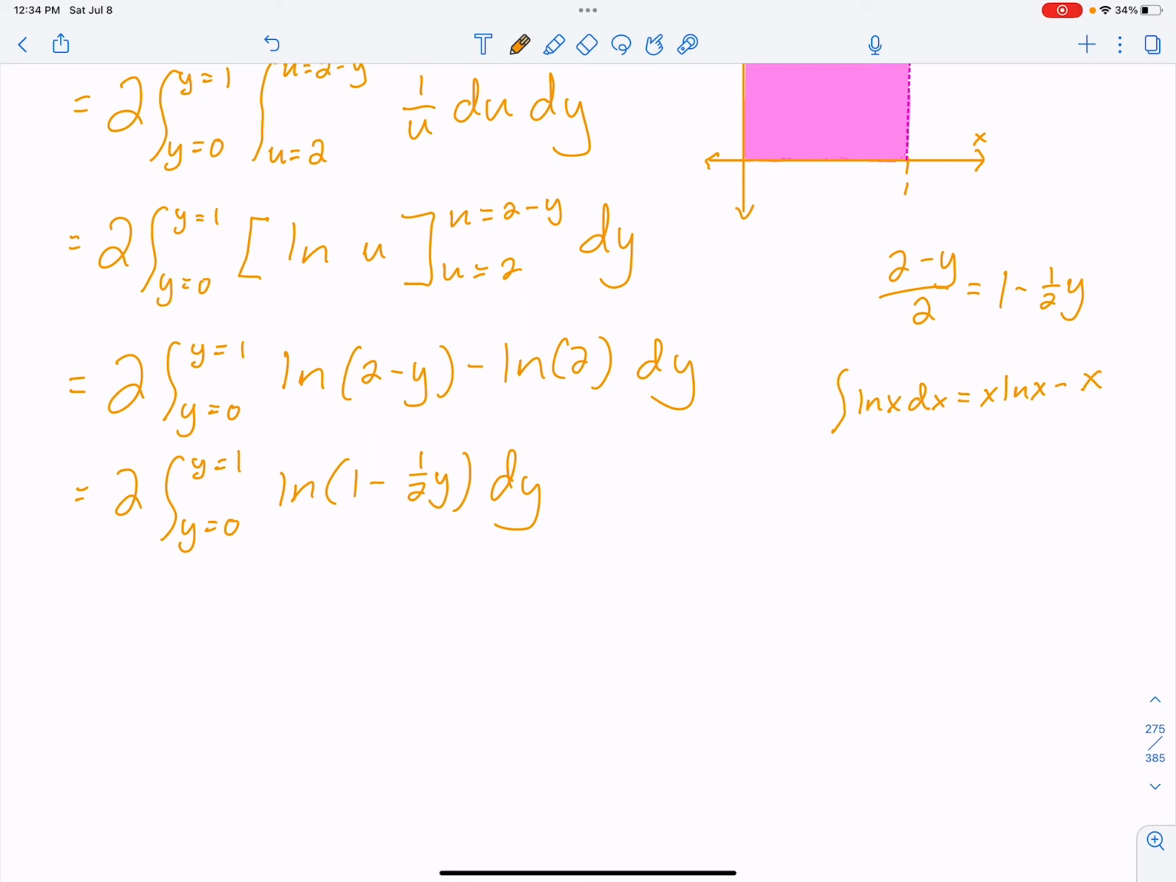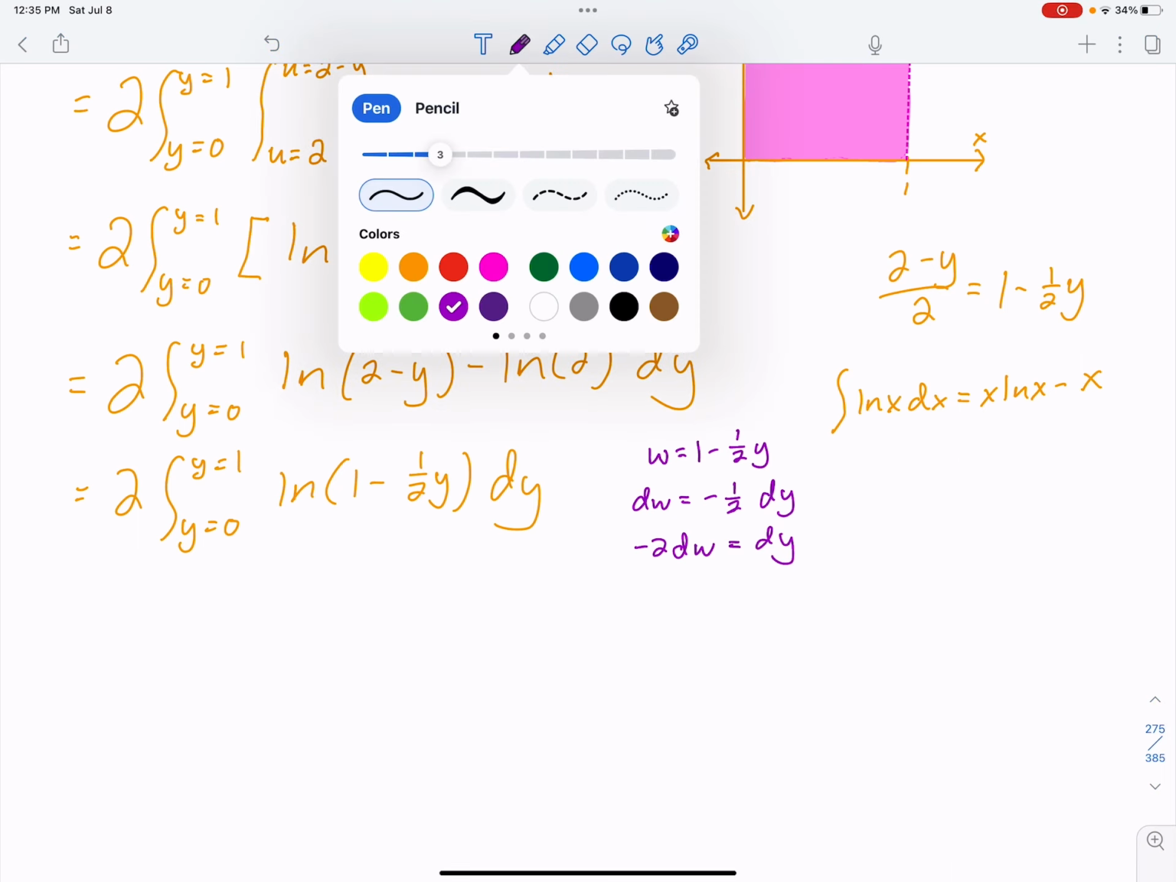I'm going to do another u sub. I don't want to use u again, so I'm going to use w, which is 1 minus 1/2 y. dw, if I take the derivative, is negative 1/2 dy, which means that I got negative 2 dw to be dy. Nothing was going to take that negative 1/2. All right, so we're going to go ahead and replace now.